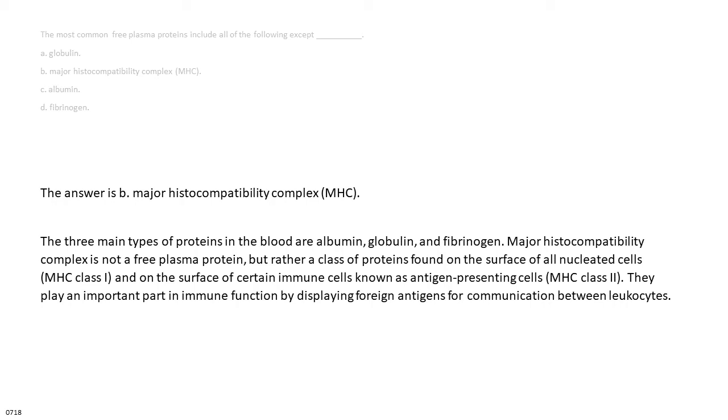The three main types of proteins in the blood are albumin, globulin, and fibrinogen. Major histocompatibility complex is not a free plasma protein, but rather a class of proteins found on the surface of all nucleated cells, MHC class I, and on the surface of certain immune cells known as antigen-presenting cells, MHC class II. They play an important part in immune function by displaying foreign antigens for communication between leukocytes.